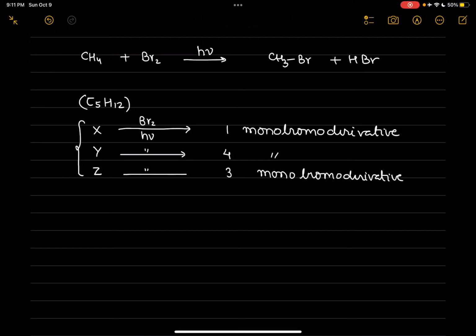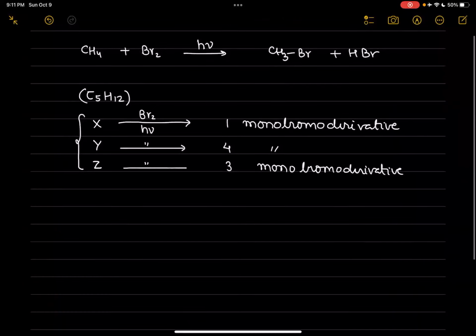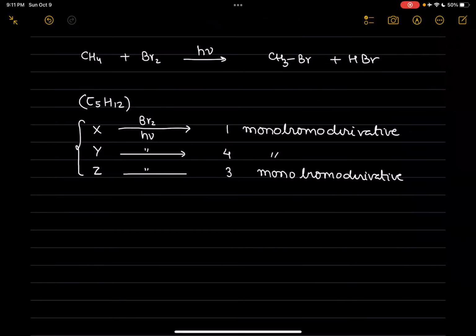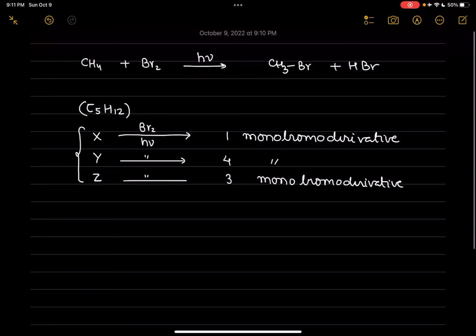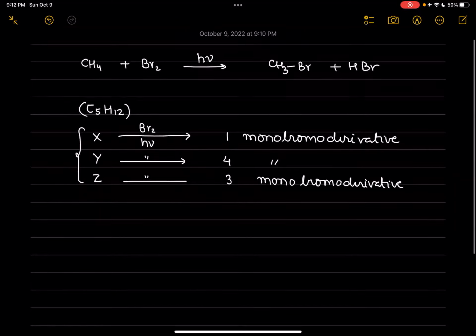It must be like tertiary. Tertiary pentane with a bromo group attached, X. So X is, what's the IUPAC name? You are thinking in the right direction. Good, but you need to be very precise. You need to tell me the name.